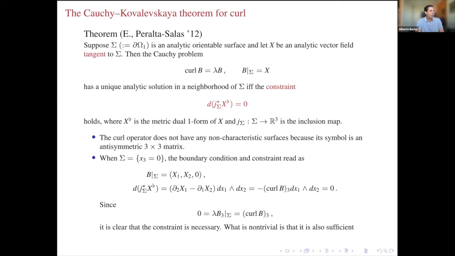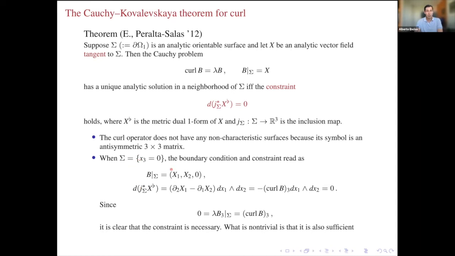The basic idea here is that the curl operator doesn't have any non-characteristic surfaces, so you expect that an application of Cauchy-Kovalevskaya should be hard. The meaning of this constraint equation is actually very easy, okay? Just to get some intuition, assume that the surface that we start with is just a hyperplane, just a plane, okay? So x3 equal to 0.